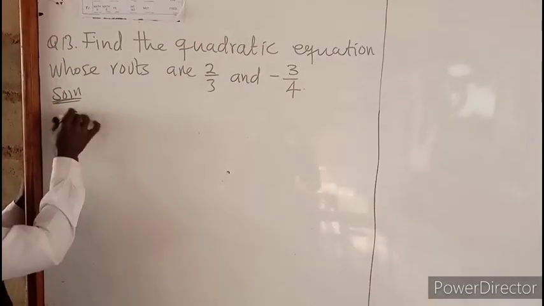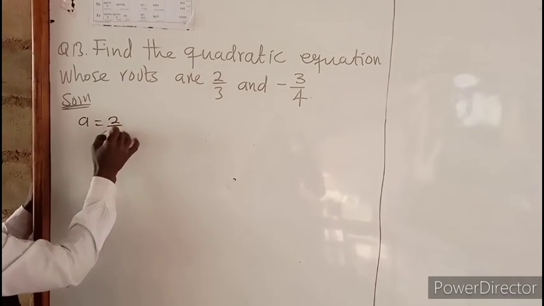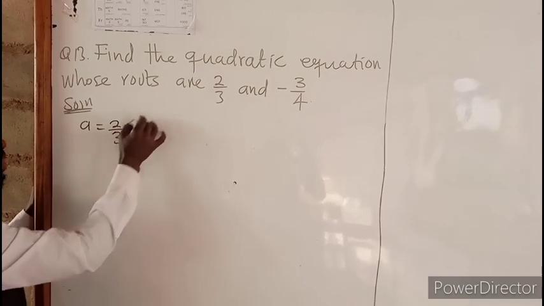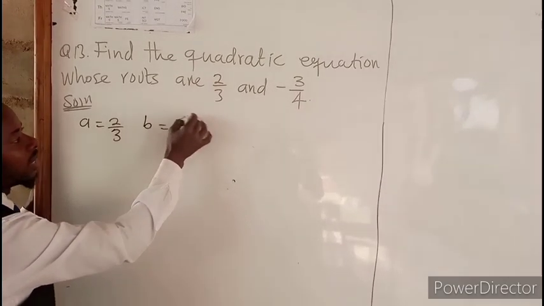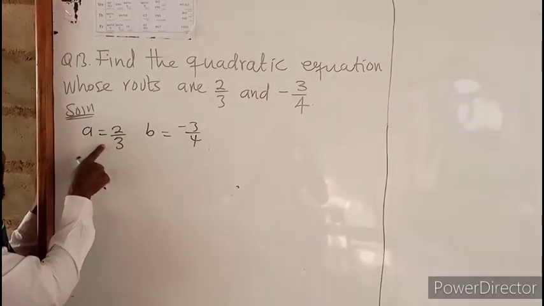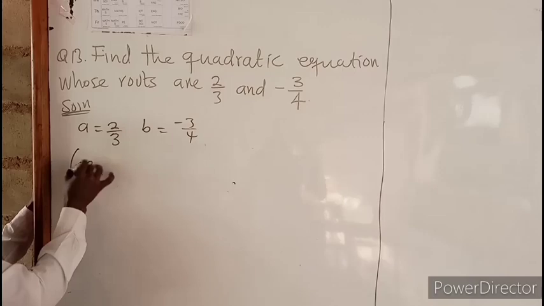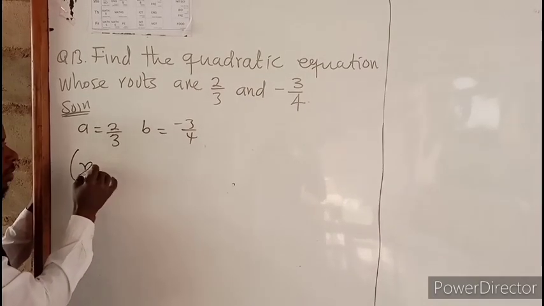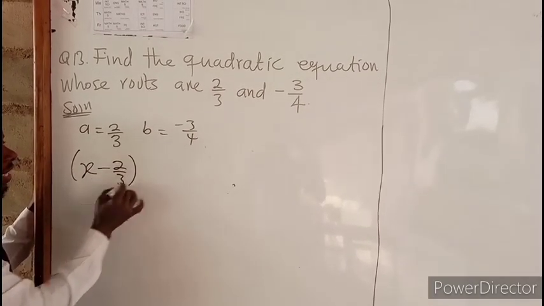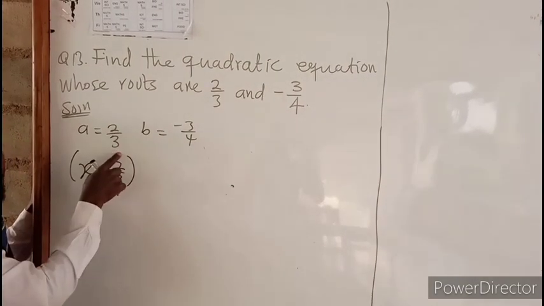So in this case, let A equals to what? 2 out of what? 3. Then let our B equals to negative 3 out of 4. Take note of the sign. It is positive here. It means in our bracket, x minus 2 on 3. If this is equated to 0, this will produce a positive value.